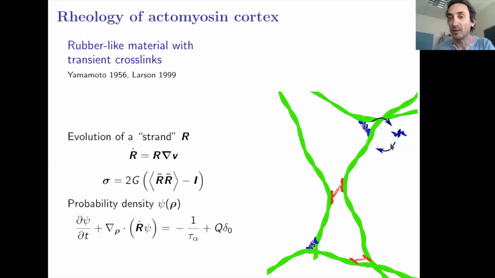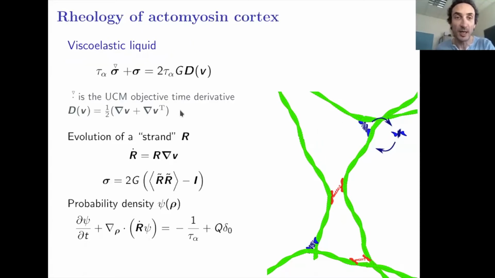So you imagine that these crosslinks are being detached every tau alpha time and reattached instantaneously, but in a relaxed configuration. And you get a viscoelastic liquid, actually, because, of course, all stresses will relax at a rate which is close to tau alpha. So actually you form a viscosity, which is the product of tau alpha and the instantaneous elasticity of your network here. And you obtain the Maxwell equation with the upper convected time derivative here of the tensor.